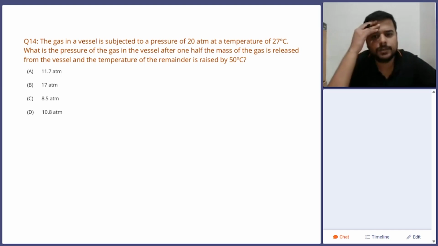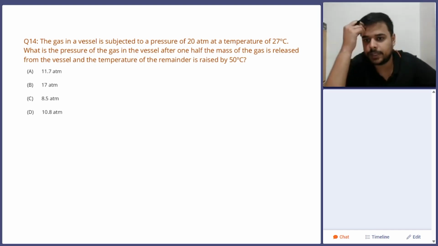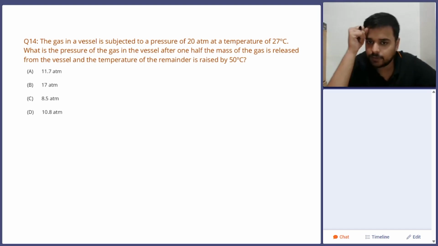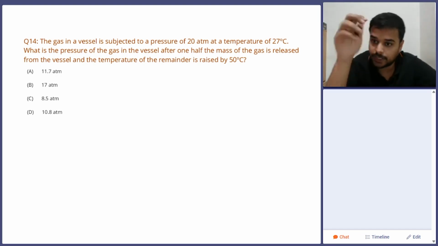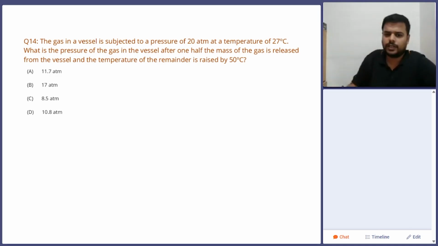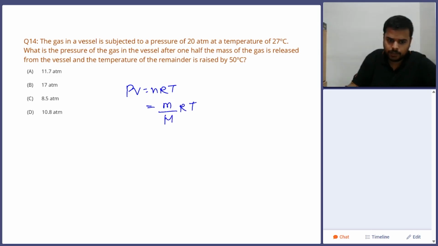The gas in a vessel is subjected to a pressure of 20 atm at a temperature of 27 degrees Celsius. What is the pressure of the gas in the vessel after 1/2 of the mass of the gas is released from the vessel and temperature of the remainder is raised by 50 degrees Celsius? So obviously it will be an ideal gas. So PV is equal to nRT. Now we can write it as M by M RT, mass upon molar mass into RT.